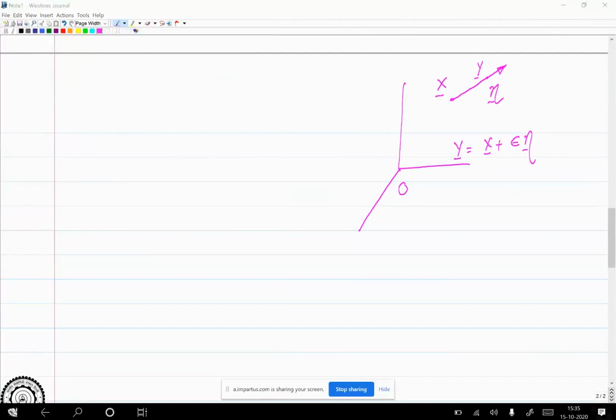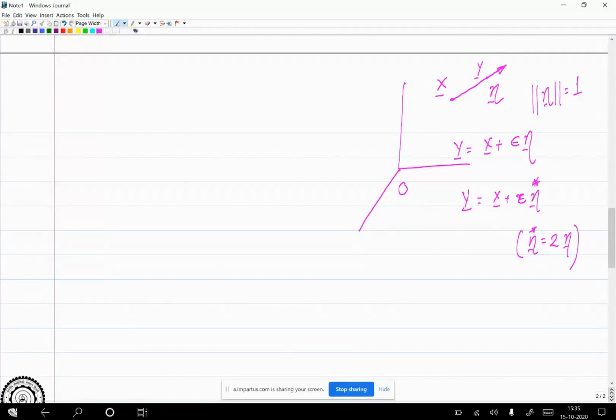Suppose in the second case we take Y equal to X plus epsilon into eta star, where eta star is equal to 2 times eta. Okay, so currently let us say eta is a unit vector, the norm of eta is 1, and then we have eta star, which is equal to 2 times eta.